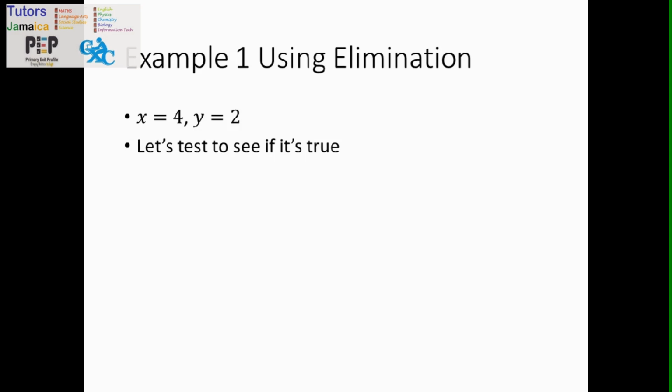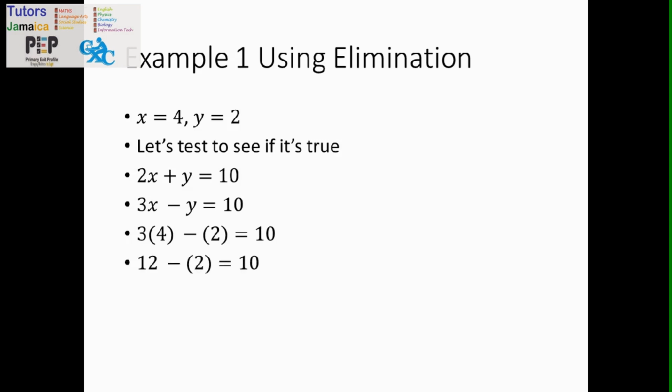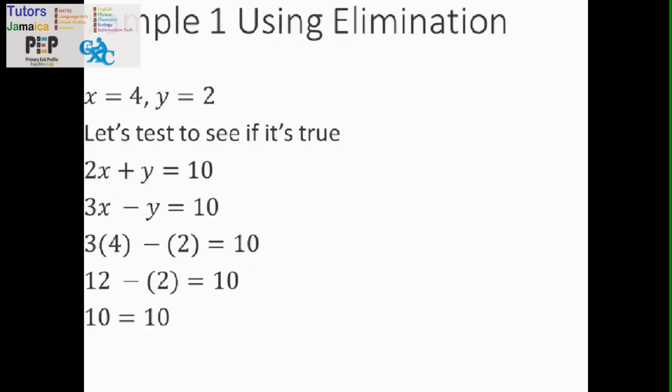So let's test to see if it's true. 2x plus y equals 10, 3x minus y equals 10. So let's say 3 times 4 minus 2 is equal to 10. So we get 12 minus 2 is equal to 10. So we get 10 is equal to 10. If we did not get 10 is equal to 10, or if we didn't get the same amount on both sides, then that would mean that there is an error in math, or there's an error in procedure. So in this case, we have no errors and we can continue to the next example.